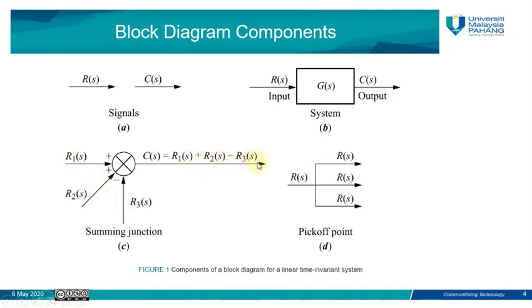In the case of the pickoff points, we have one input here, which is R(s), and it's distributed into three outputs: R(s), R(s), R(s). Each one will go to one subsystem. So we call it a pickoff point.